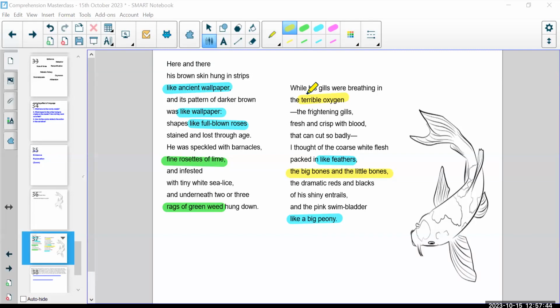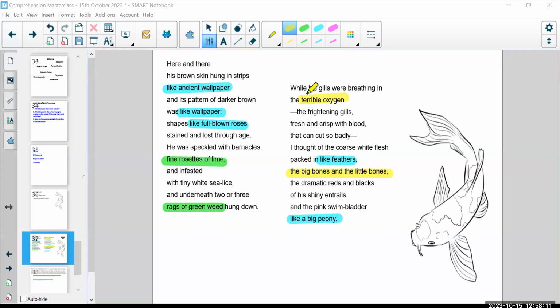The best answer definitely was the one about the comparisons to all the flowers. I'm just reading through some of these answers. Poet's shown us the deeper features of one ordinary fish into something enthralling. She's showing us how amazing the fish is. For example, big bones and little bones. The explanation, she's explaining every single bit of just one fish into something extraordinary.